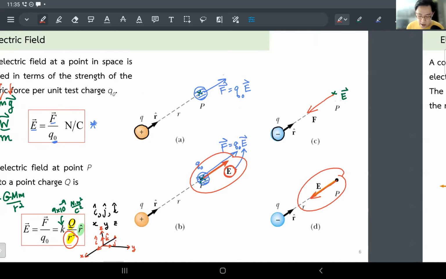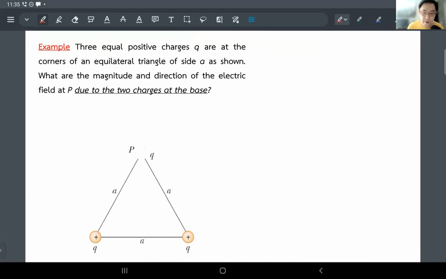Okay, so this is what we have. We can just ignore the charge on the top one, and then we're just asking, what is the electric field at point P?